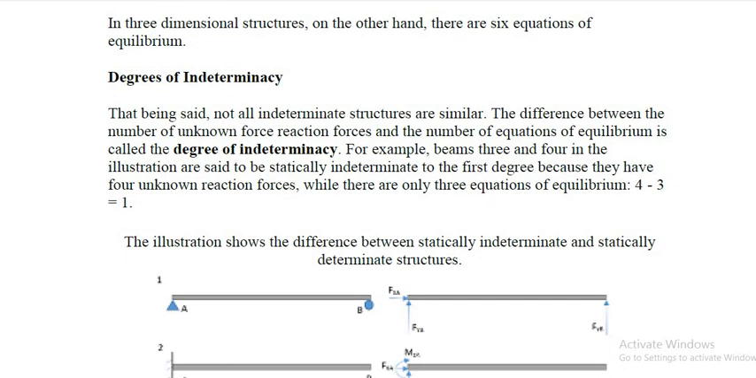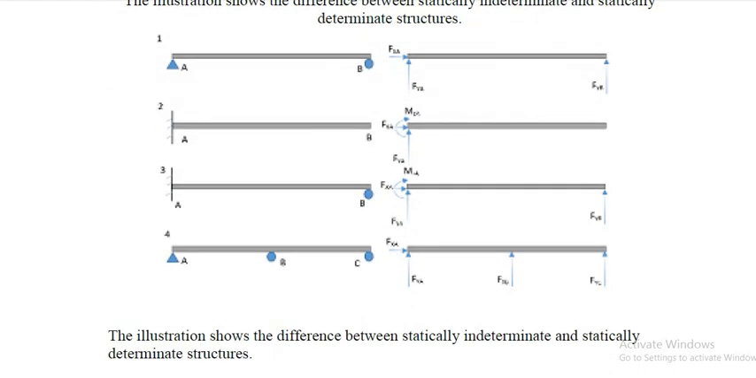So now we have to know what the degree of indeterminacy is. The degree of indeterminacy can be defined as the difference between the number of unknown forces and the number of equilibrium equations. Suppose we have 4 unknown reaction forces, but we have 3 equilibrium equations. Then we find the degree of indeterminacy like this: 4 minus 3. That means we subtract the number of equilibrium equations from the number of unknown forces, that is 1. So in this figure, if you see, there are some figures.